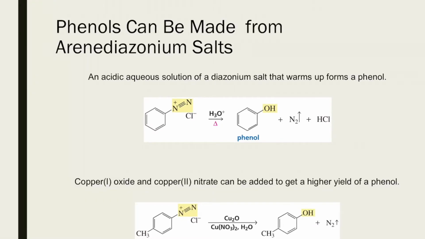That is the way you destroy the arene diazonium salt. Phenols can also be made from arene diazonium salts. When arene diazonium salts are heated in an acidic solution, you get phenol. The OH, which is a nucleophile, replaces the diazonium group. If you want to increase the amount of phenol, you can use a mixture of copper(I) oxide and copper(II) nitrate, which gives an increased amount of phenol.